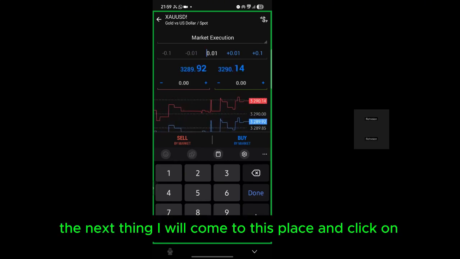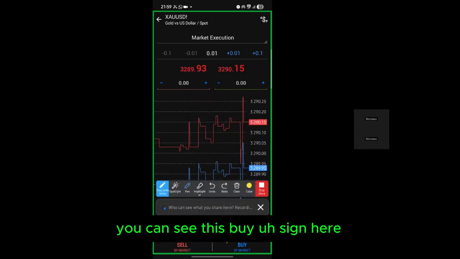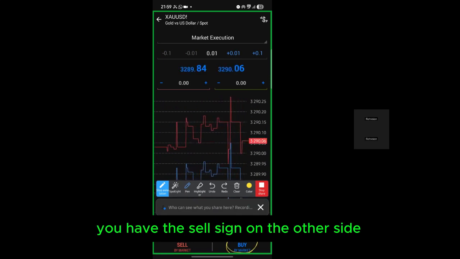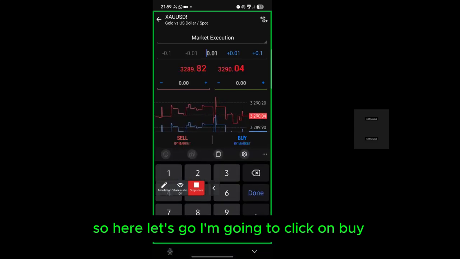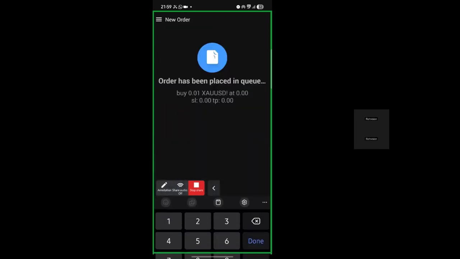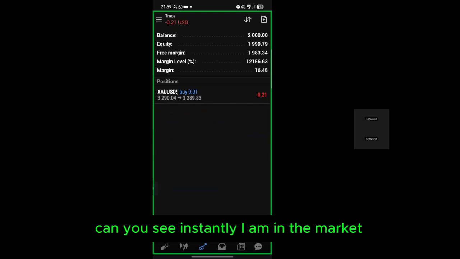The next thing, I will come to this place and click on buy. Look at this. You can see this buy sign here. You have the sell sign on the other side. So here, let's go. I'm going to click on buy. When I clicked on buy, done, boom, can you see?